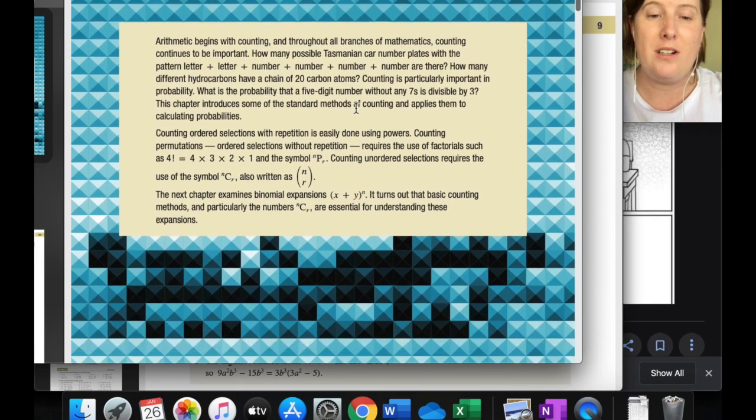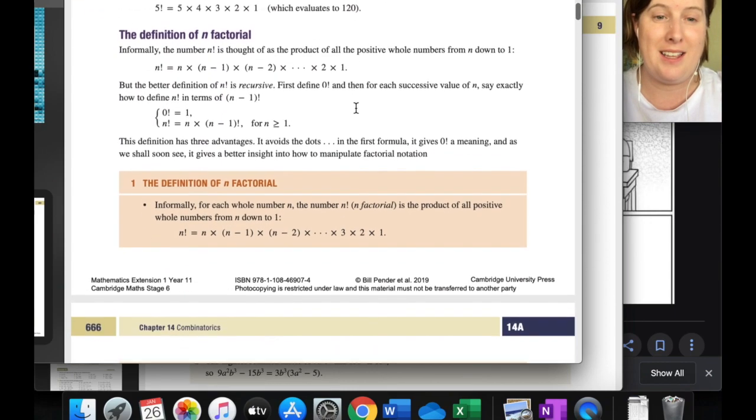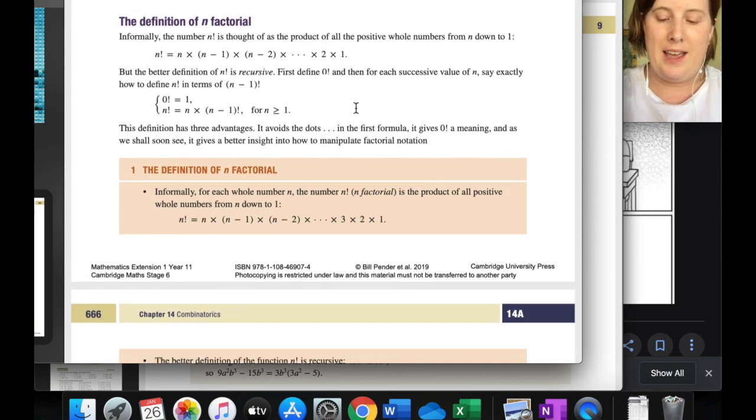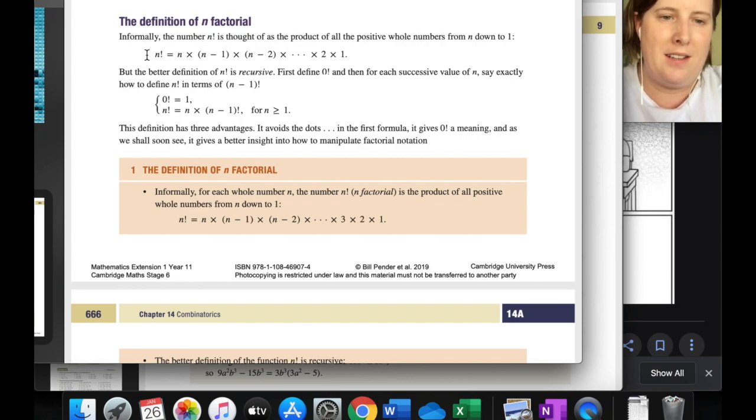First, we're going to learn about something called factorial notation. And factorial notation is these exclamation marks. These exclamation marks here. That's not just maths being way too excited. It means that number times by all the numbers below it.